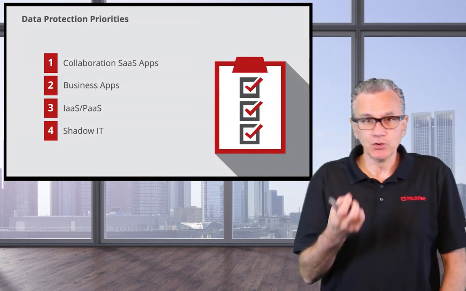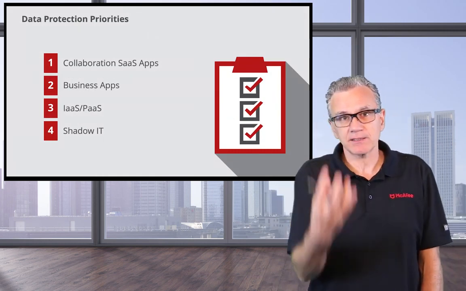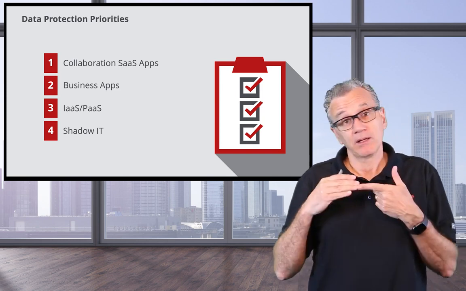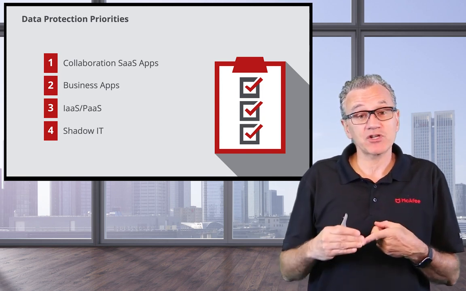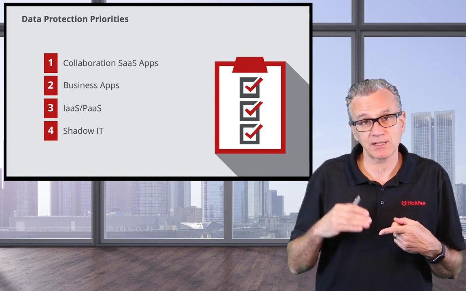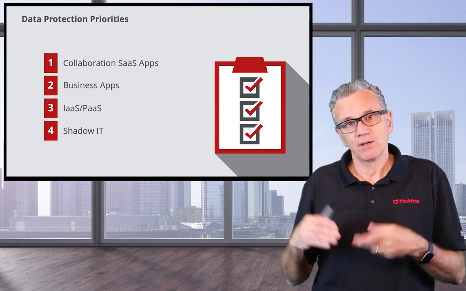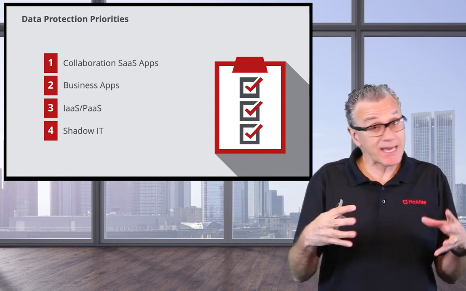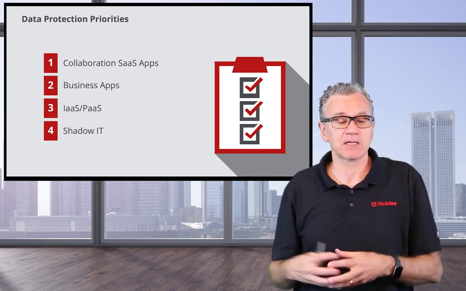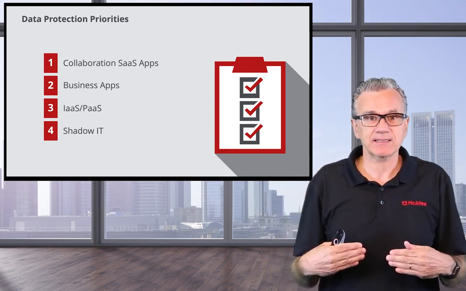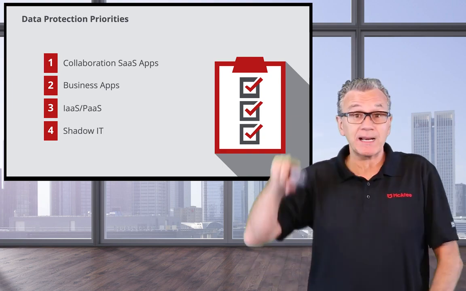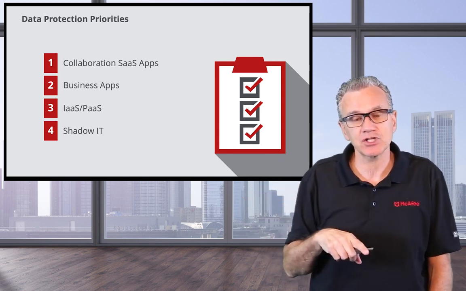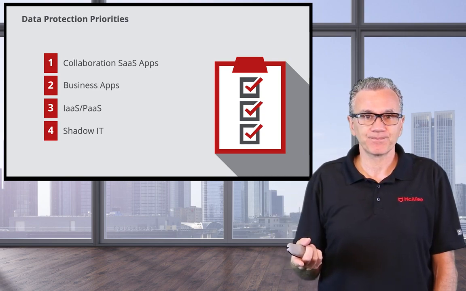So if you're looking into securing your cloud, this is what we think you should think about in terms of priority. Number one, lock down your confidential data inside collaborative applications like Office 365, Dropbox, Box, Slack, and so on and so forth. Then look at your business applications like Salesforce.com, then IaaS and PaaS, and I think this will rise in priority because it's growing twice as fast as any other SaaS applications, and then finally shadow IT.